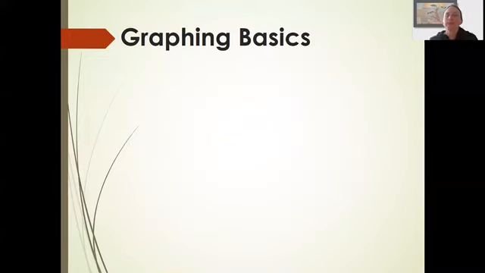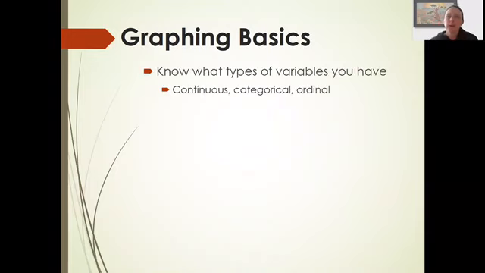Okay, so some graphing basics. Now that you know about the central tendency and spread around data points, you can start to make some really great graphs. First of all, you need to know what kind of variables you're dealing with. So think really hard. Do you have a continuous variable for x or y? Do you have a categorical variable for x or y? Some kind of discrete or ordinal value. Ordinal means that it has some order to it, like small, medium, large would be an ordinal variable.